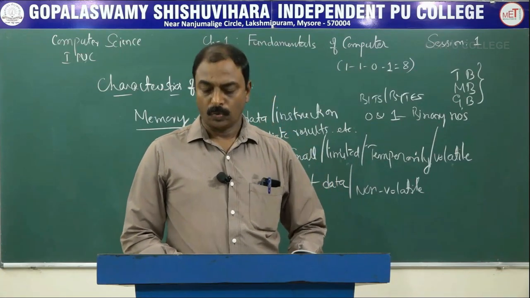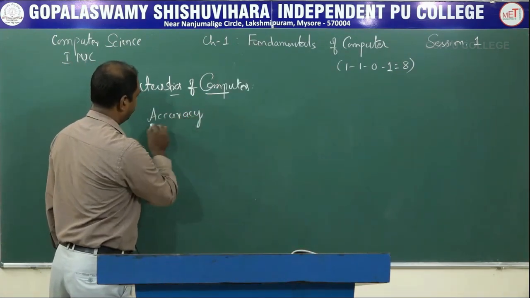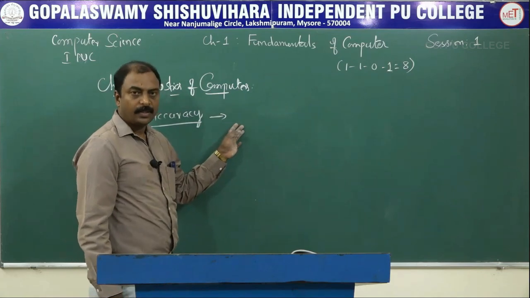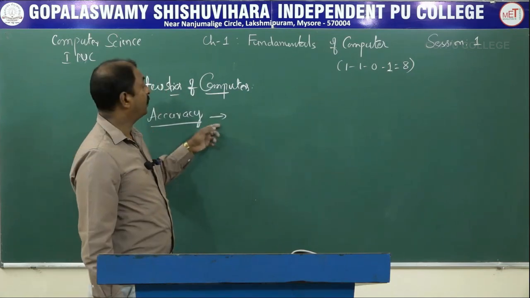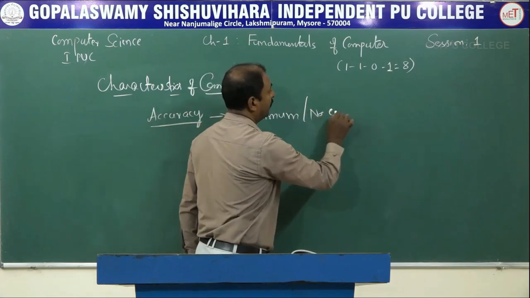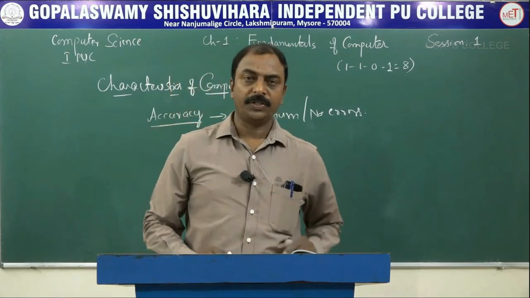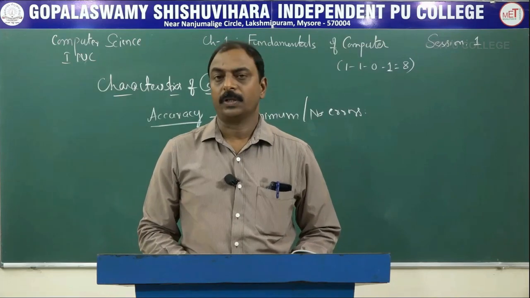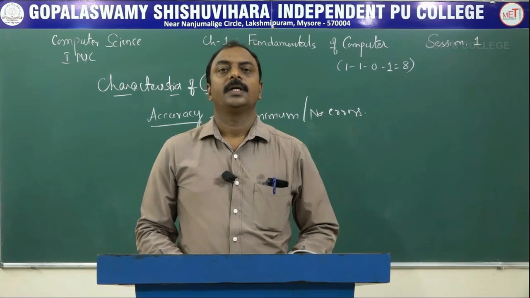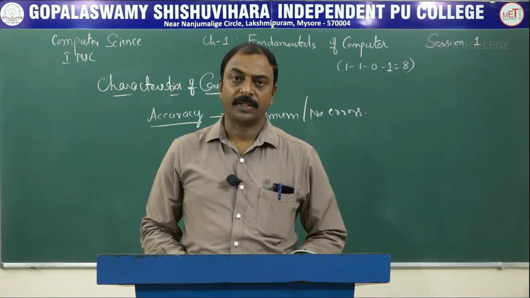Now let us move on to one more characteristic, accuracy. Students, what is the meaning of accuracy? The meaning is, it does the work accurately with minimum errors or without any errors, because computer is a machine. As you have already learned in the definition, it works on the instructions given by the user or the programmer. So it works exactly how it has been programmed. If it has been programmed properly, we will get the proper result without any mistakes or errors.